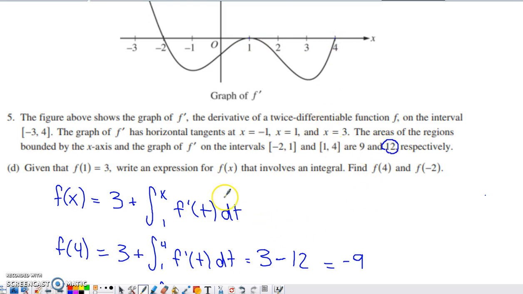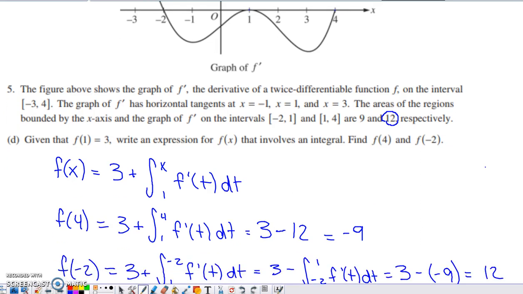Now, the one thing you have to watch out for is that that's a signed area, and this region is definitely below the x-axis, so I'm going to have to take 3 and I'm going to have to subtract 12 off of it since that's what the definition of a definite integral is. It's a signed area and not just an area.